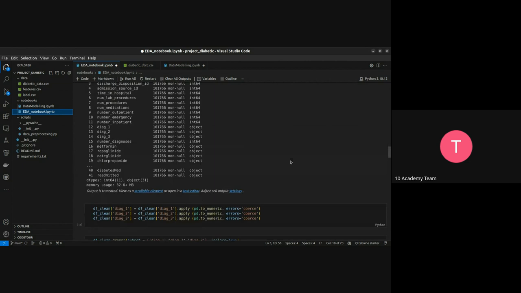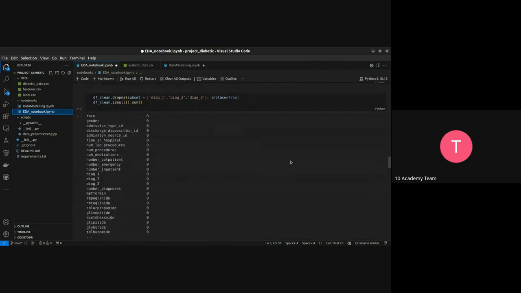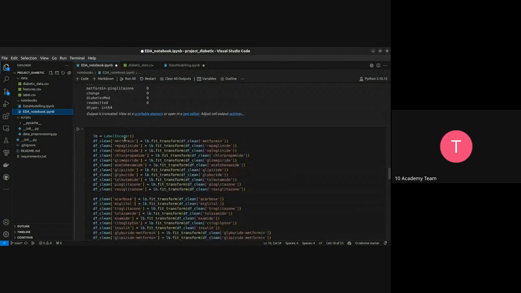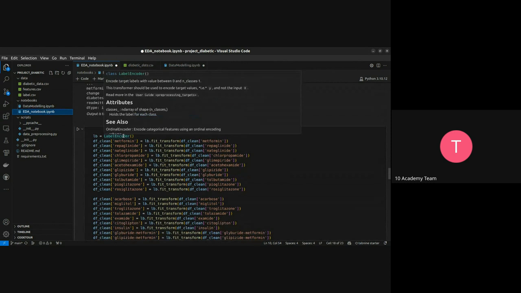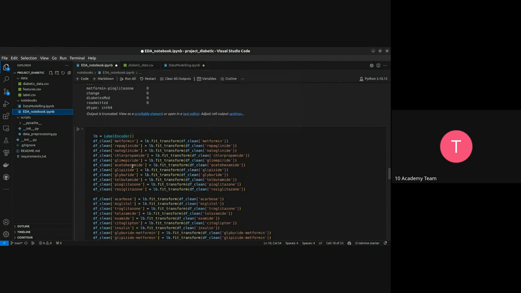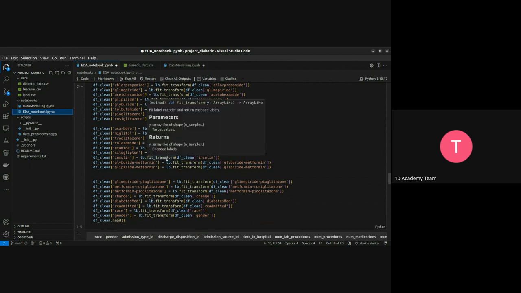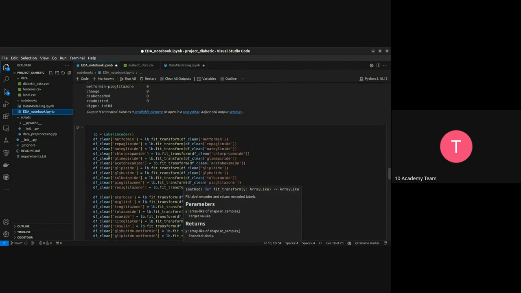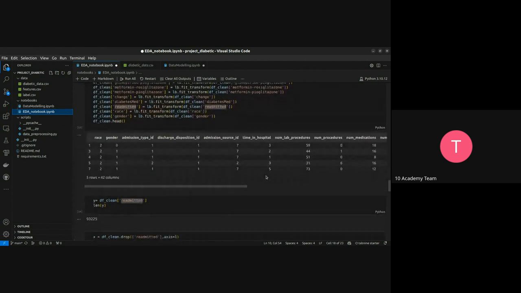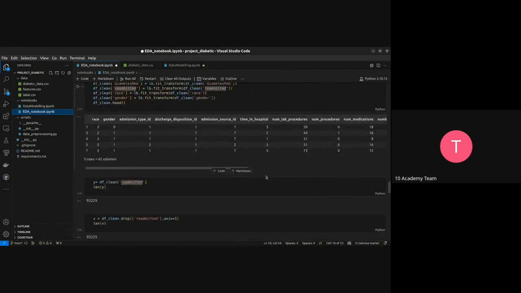Let me see. Yeah, so here we used a label encoder, which is just to change the categorical values into numerical values. These are the categorical columns that are found in the data set: gender, race, the medication, the changes, insulin type, and everything. So we just need to change these categorical values into numerical values. Here we used the label encoder. As I mentioned, there are also other encoding types you can use. So yeah, this is the cleaning.